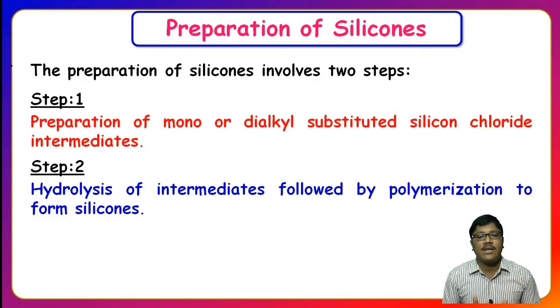The preparation of silicones involves 2 steps. Step 1 involves the preparation of mono, di or trialkyl substituted silicon chloride intermediates. Step 2 involves the hydrolysis of the intermediates prepared in step 1, followed by polymerization to give silicones.